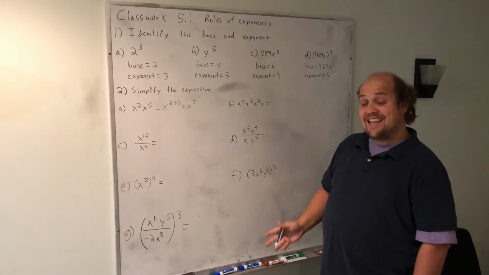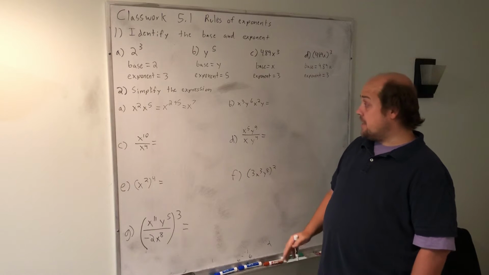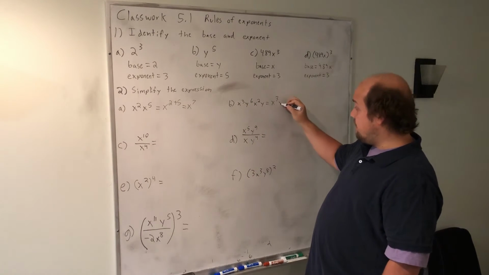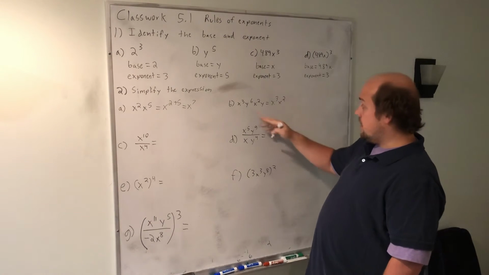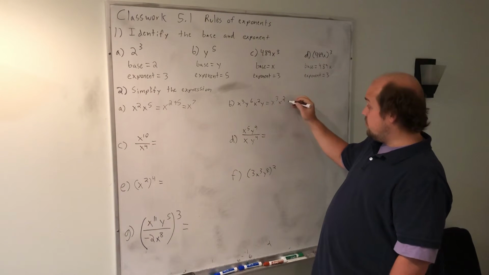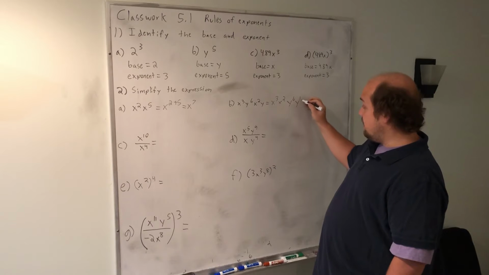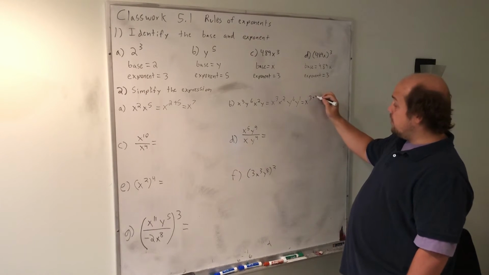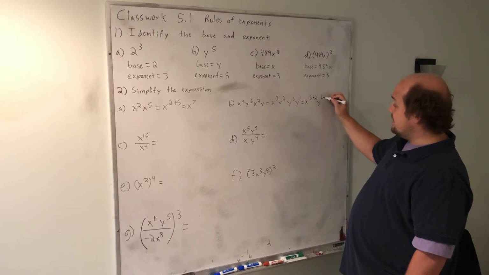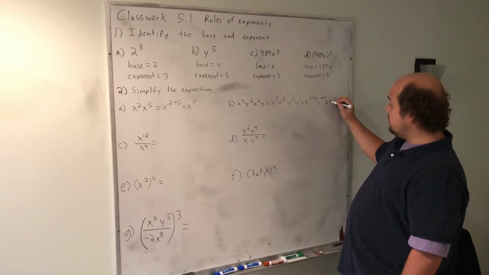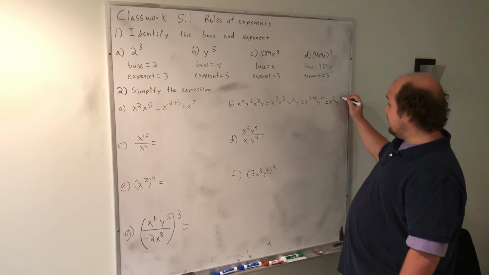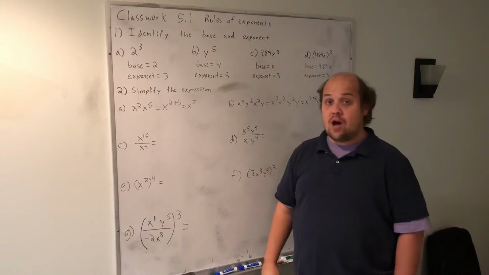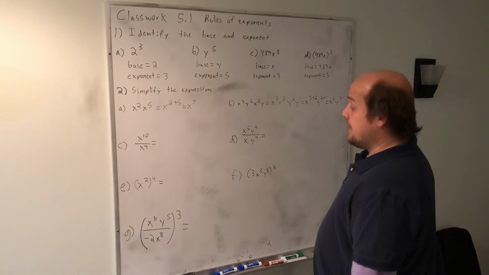The only thing is I can only combine things with the same base. So this x to the third and this x to the second have the same base and can be combined. This y to the 6th and this understood y to the 1st have the same base and can be combined. That's why it becomes x to the 3 plus 2, y to the 6 plus 1, which gives me x to the 5th, y to the 7th. But I can't do anything about combining the x and the y because they aren't the same base.